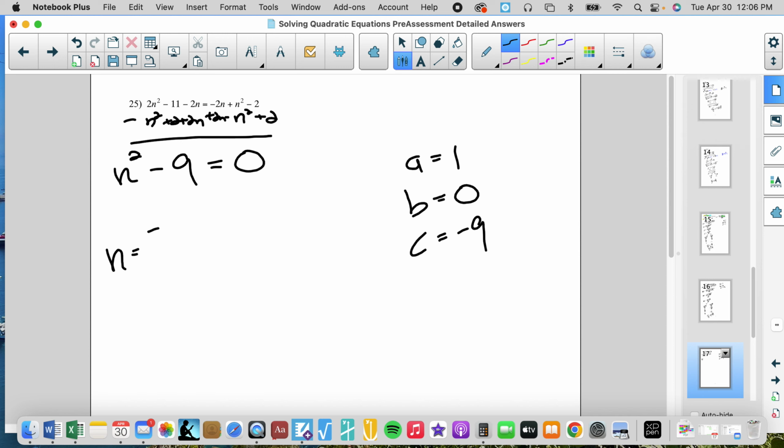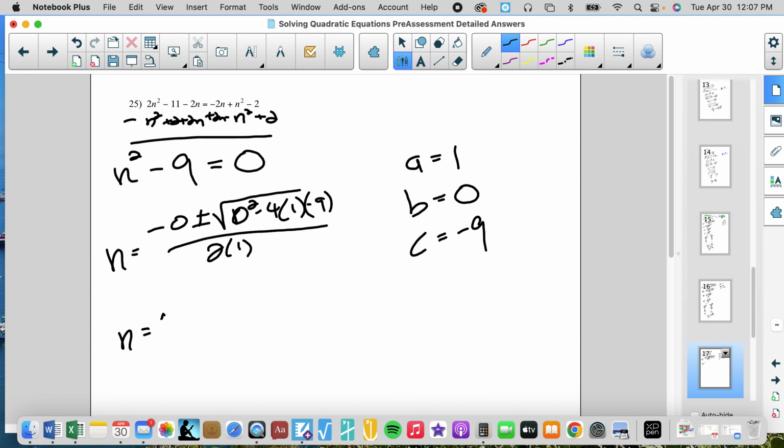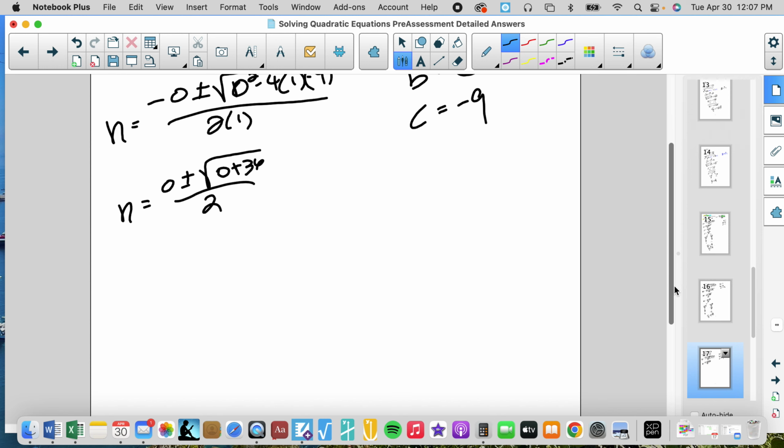N equals the opposite of b plus or minus square root of b squared minus 4 times a times c all over 2 times a. N equals 0 plus or minus 0 plus 36 all over 2. N equals 0 plus or minus square root of 36 over 2, n equals 0 plus or minus 6 over 2.